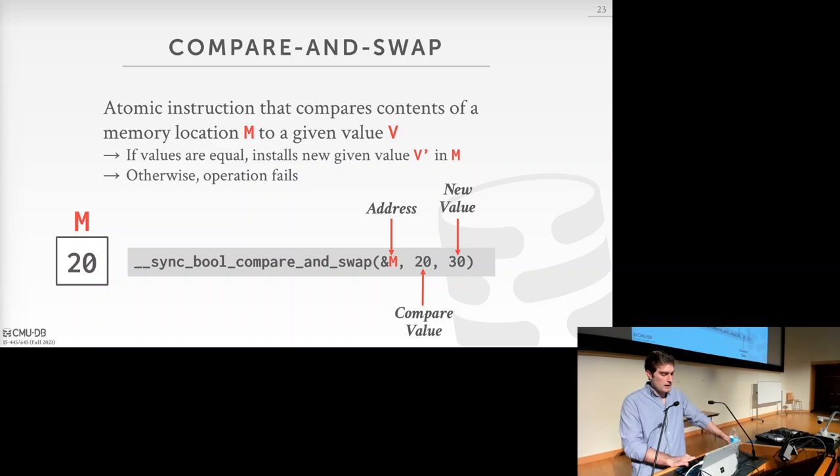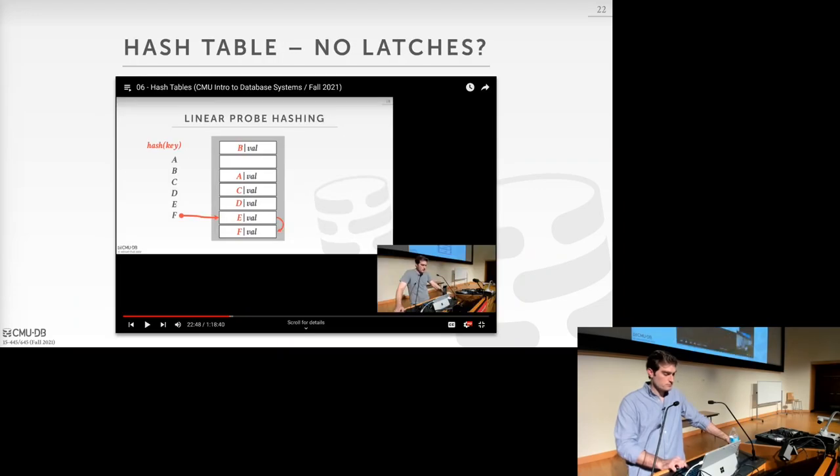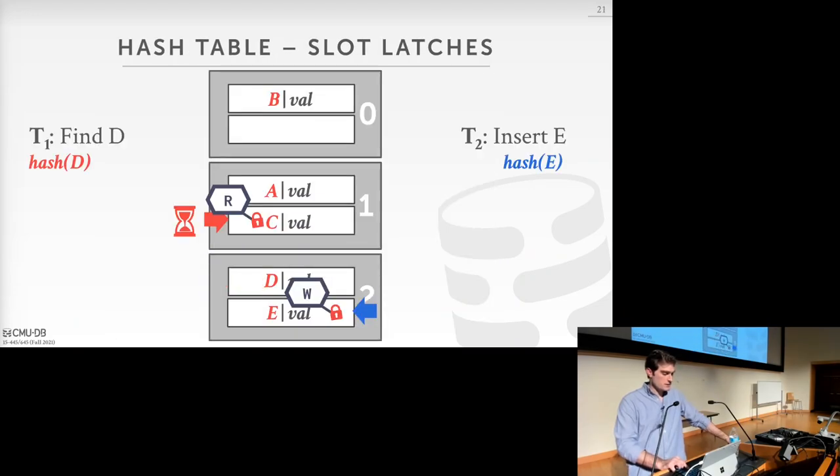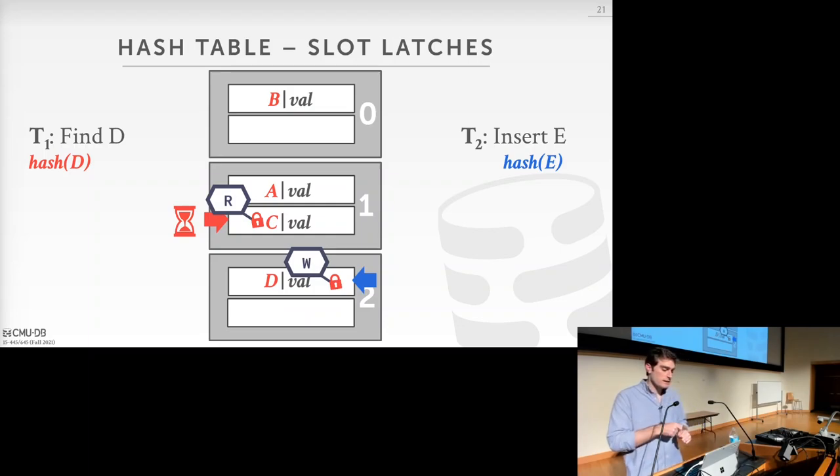So in this case, if that's true, we have 20 stored in the memory location. So we're going to succeed and we're going to update the value to 30. So the way that this would work for this insert example here is that we could perform a test and swap in atomic instruction that says, is this slot equal to some empty value?